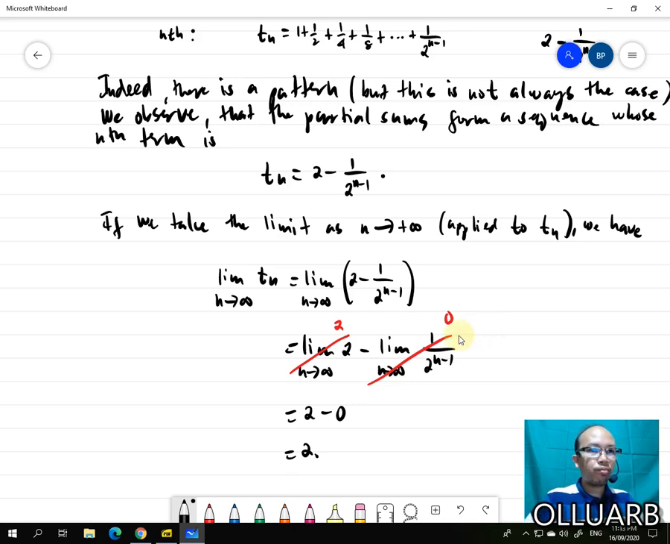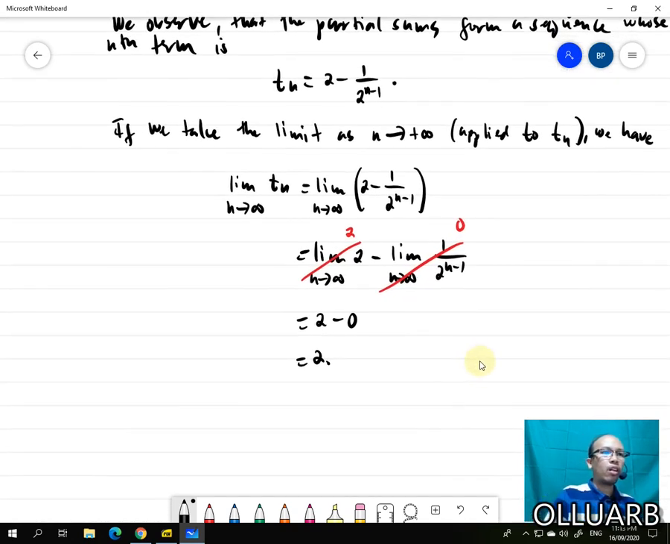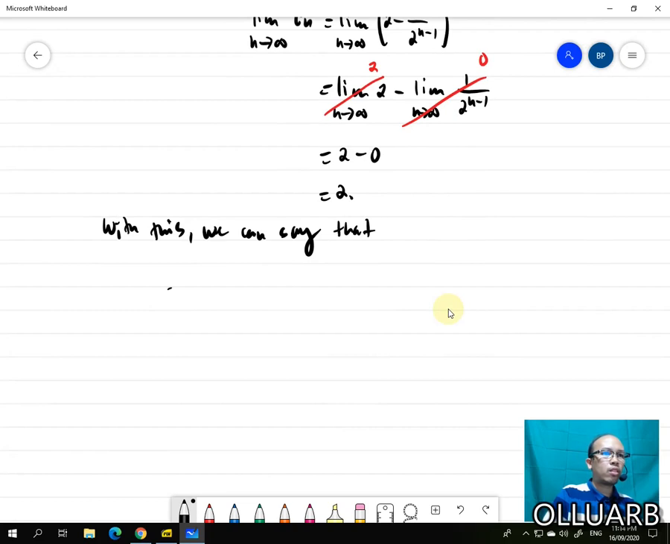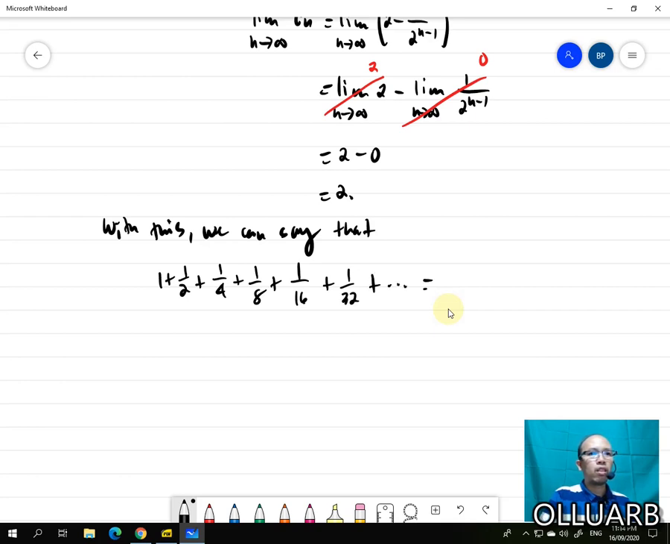So with this, we can say that the series 1 plus 1/2 plus 1/4 plus 1/8 plus 1/16 plus 1/32 plus so on is equal to 2. Okay, so are you not amazed of the result?